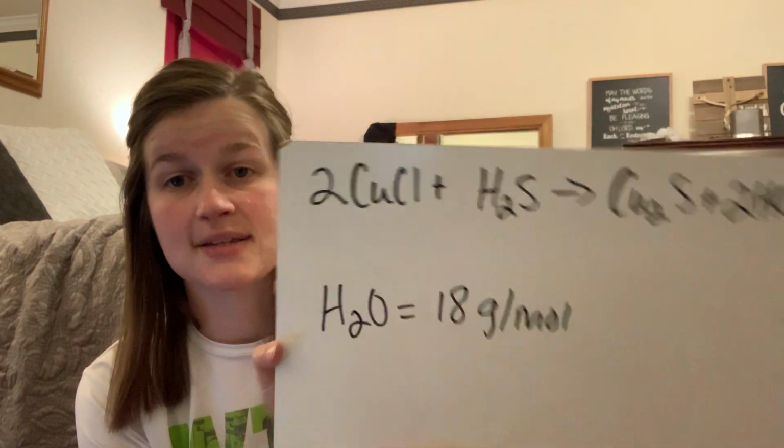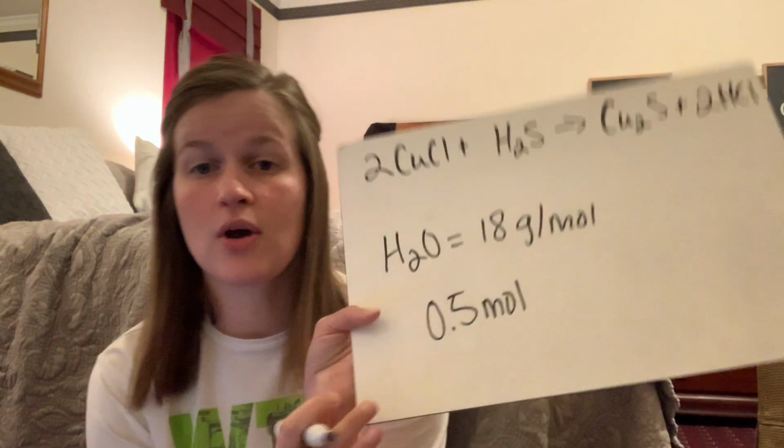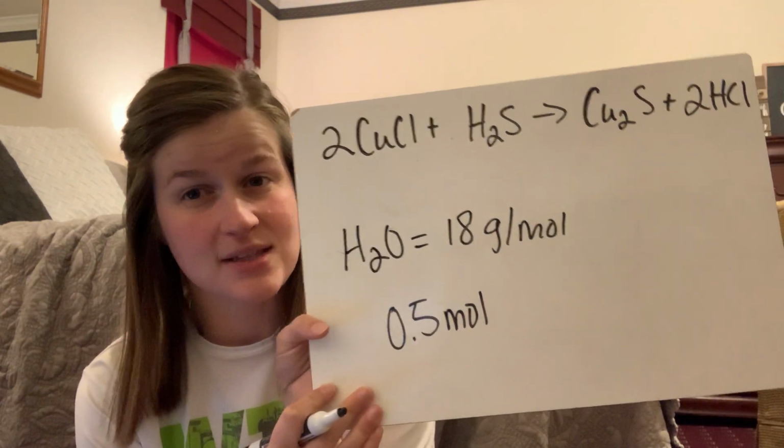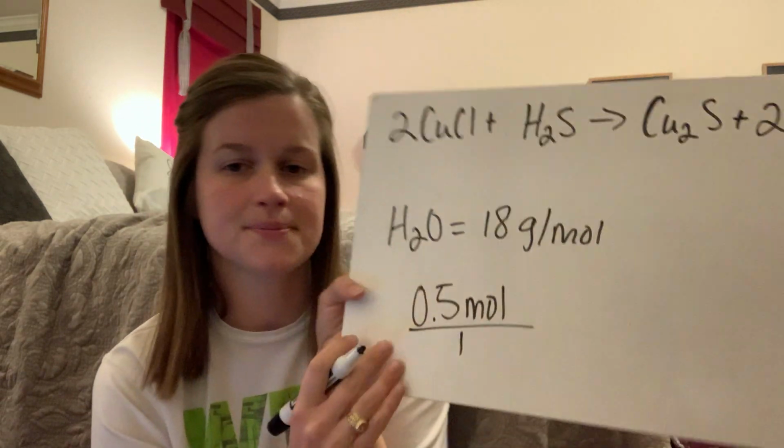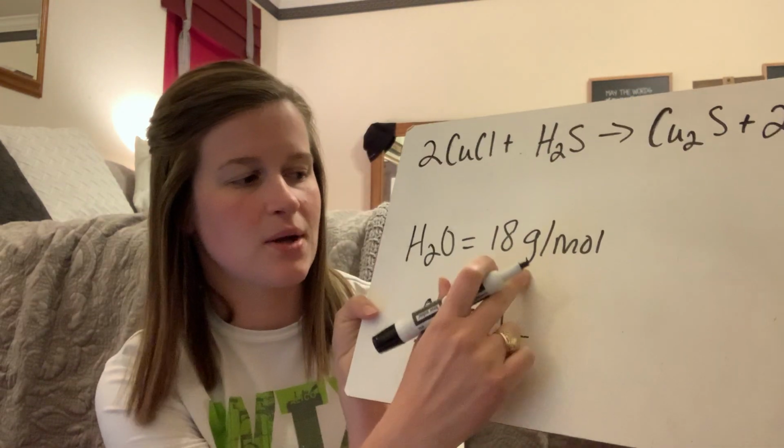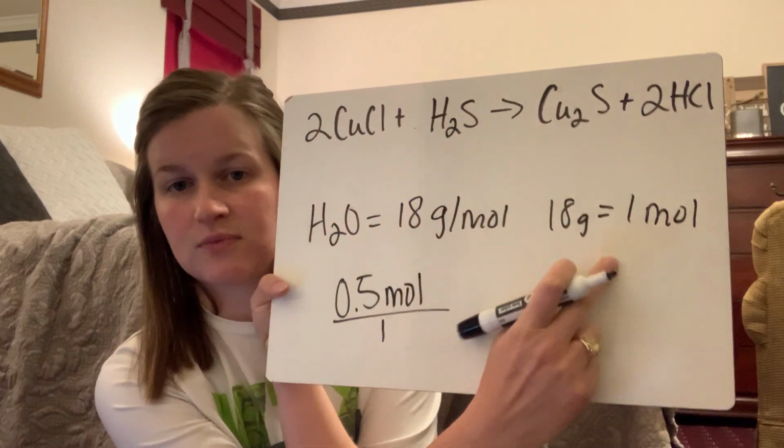That's the molar mass. Now then, if I was told that I have 0.5 moles, and I want to know how many grams that is, the first thing I need to do is always start with my given. So I'm going to put my moles over 1. And then I'm going to take my molar mass. This is 18 grams per mole. Another way to say that is for every 18 grams I have, that's going to be exactly 1 mole. So here's this proportion right here.